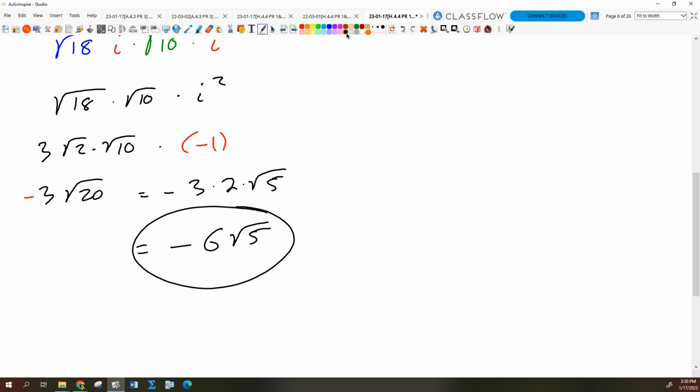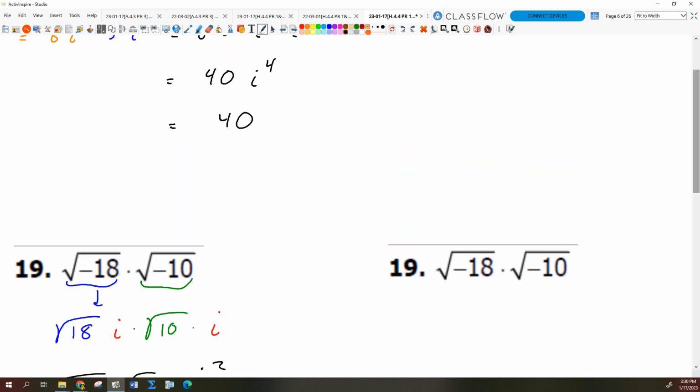Okay? Now we have another property of exponents that we've used in the past, right? We've said the square root of a times the square root of b equals the square root of a times b. And we did that, for example, like what if I did the square root of 18 times the square root of 2? How could I rewrite that? Square root of 36, which is equal to 6, right?